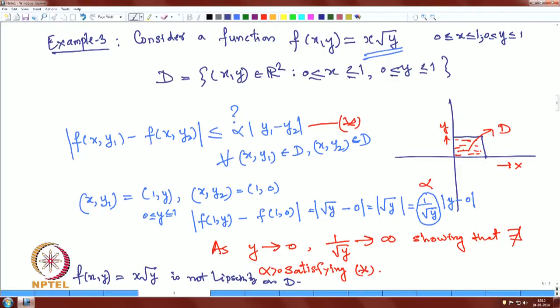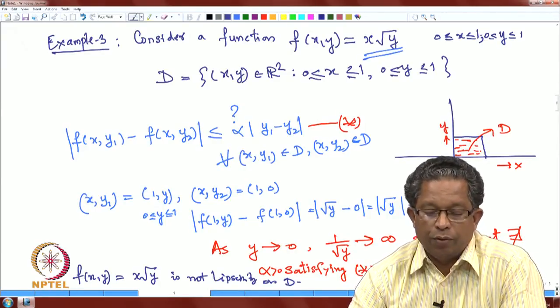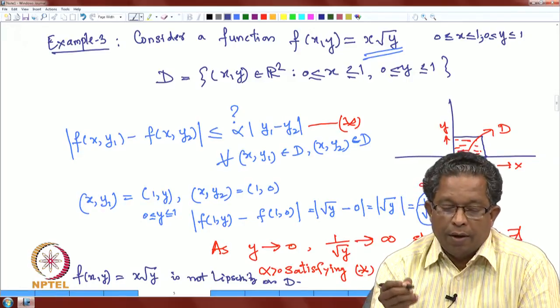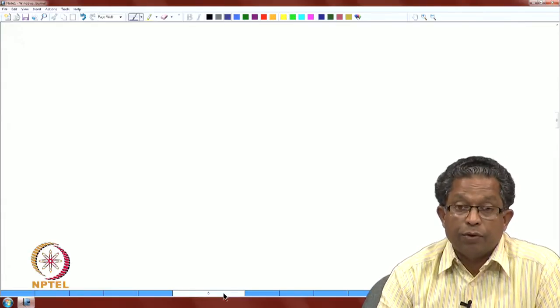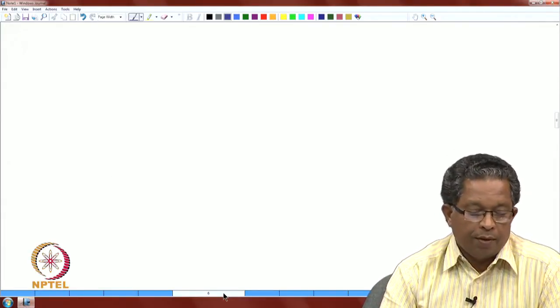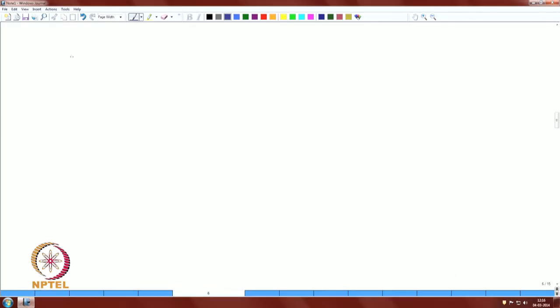Therefore, always checking Lipschitz continuity by this method may not be very straightforward. Now, as in the case of one variable, there are sufficient conditions which ensure the Lipschitz continuity of a function of two variables. So, now I will state a theorem that guarantees the Lipschitz continuity of a function of two variables with respect to y.